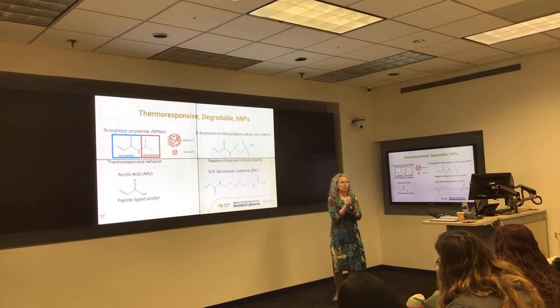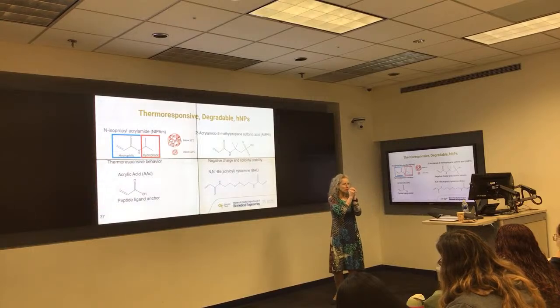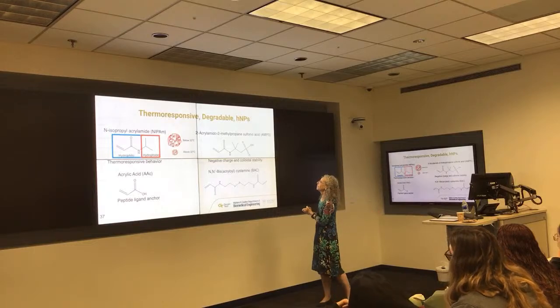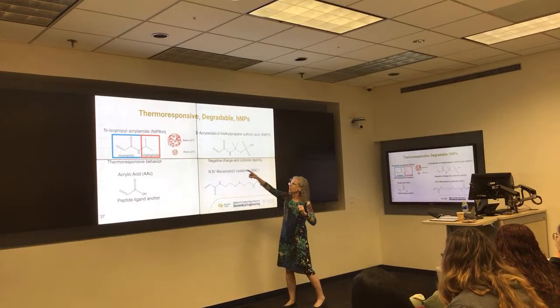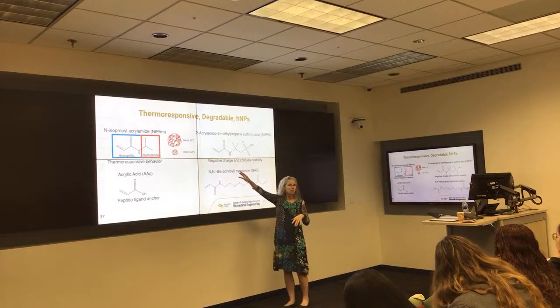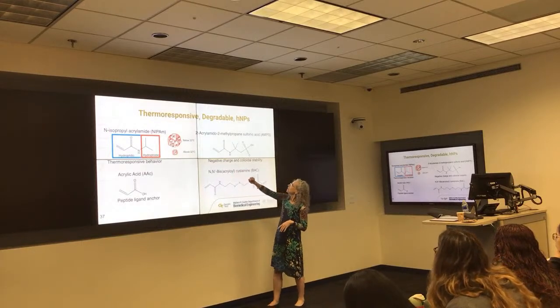So that's really useful for loading biological molecules into the materials, because we can load at cool temperatures, and then they'll collapse around body temperature. You can control the release because now they're smaller, the pores are smaller, and things diffuse out more slowly. Okay, so we have the polyNIPAM, or the NIPAM monomer.